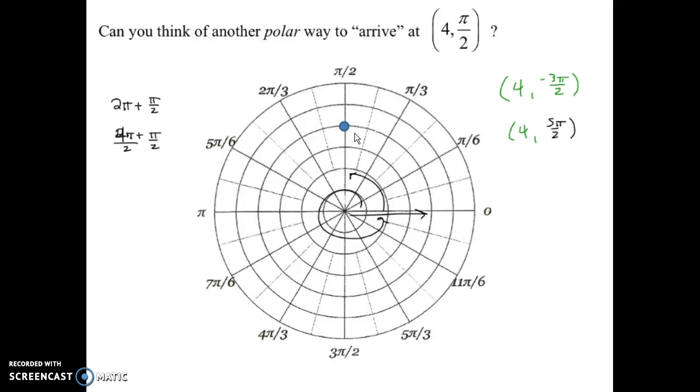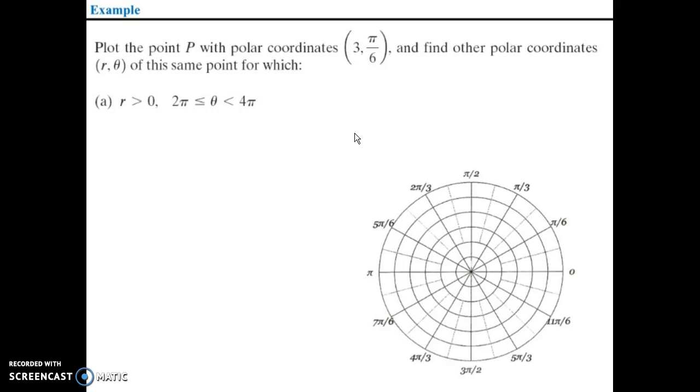Okay, well, let's see some examples. This says plot the point P with these polar coordinates and find the other polar coordinates r, theta of this same point for which these conditions are met. r has to be positive, and theta has to be between 2 pi and 4 pi. I challenge you to pause this video and try this one on your own first.